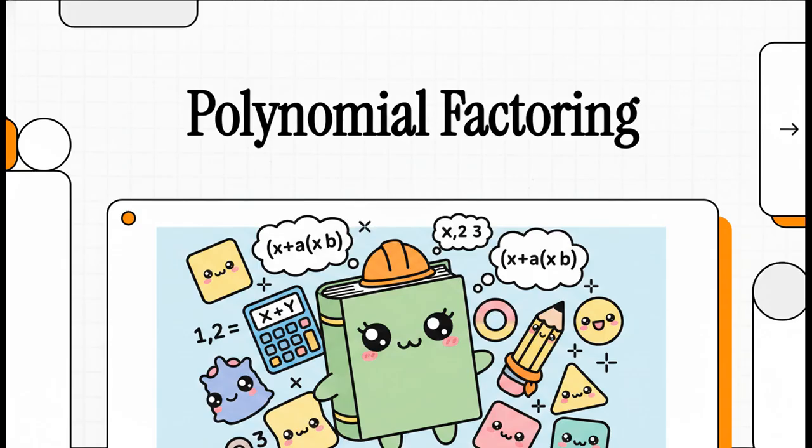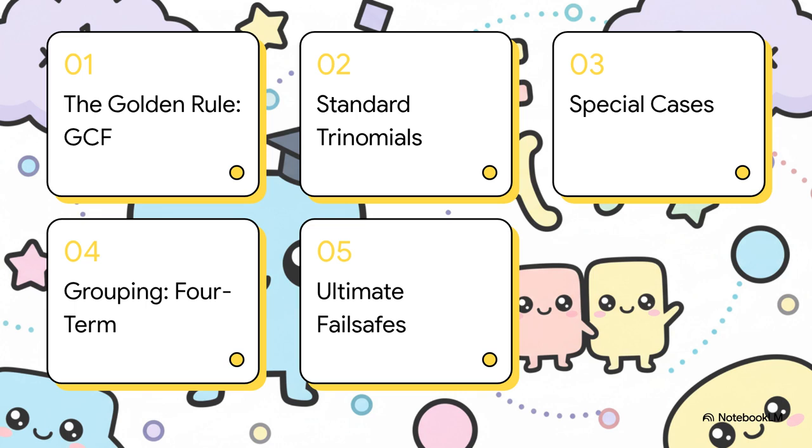Let's get into it. So here's our game plan, our mental flow chart for today. 1. The golden rule, which is the GCF. 2. Tackling standard trinomials. 3. Special cases and shortcuts. 4. Grouping, also known as the four-term fix. And finally, number 5, the ultimate fail-safe methods.